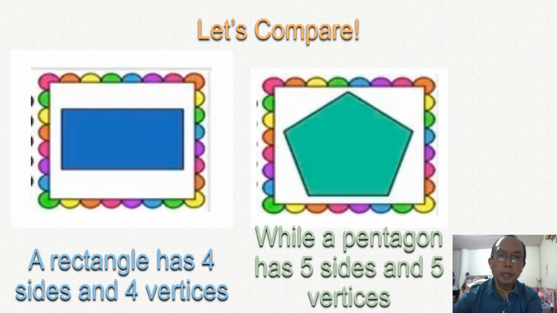Now let us compare figures or shapes. As you learned about this lesson, on your paper, please draw two shapes and compare each other, okay? For example, a rectangle has 4 sides and 4 vertices, while a pentagon has 5 sides and 5 vertices. Easy, right? Okay, now you do it.